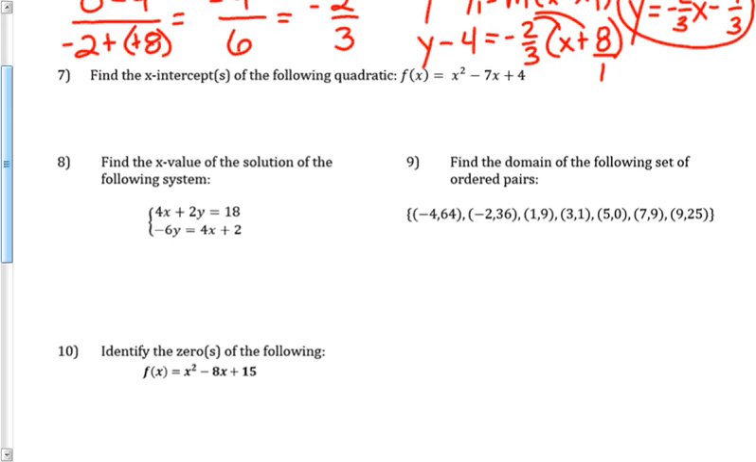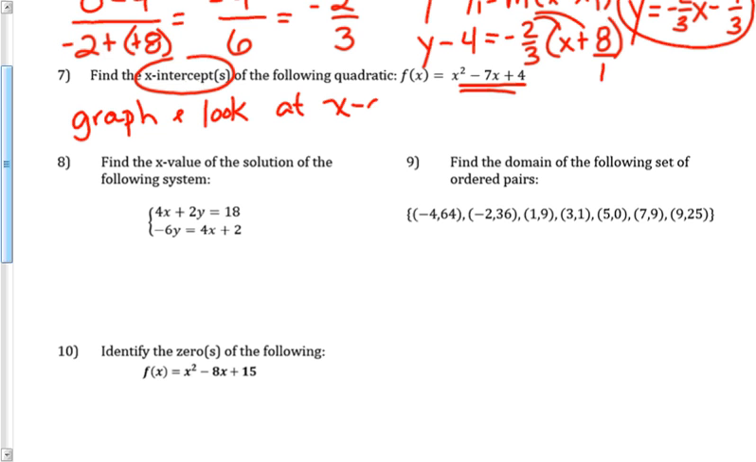Number 7, we're finding the x-intercepts of this quadratic. Remember, the x-intercepts are the same thing as the solutions, the roots, and the zeros, so we're going to graph it and then look at the x-axis. So in doing so, we should see that it crosses twice. First point where it crosses is 0.628, and the second is 6.37.